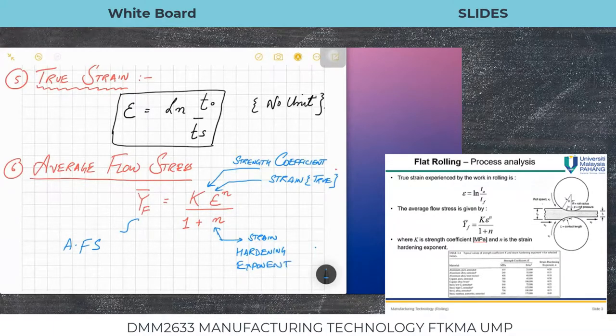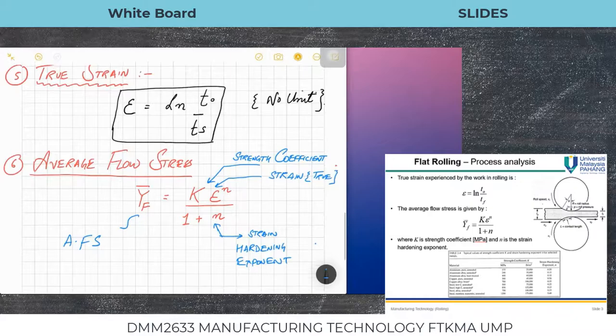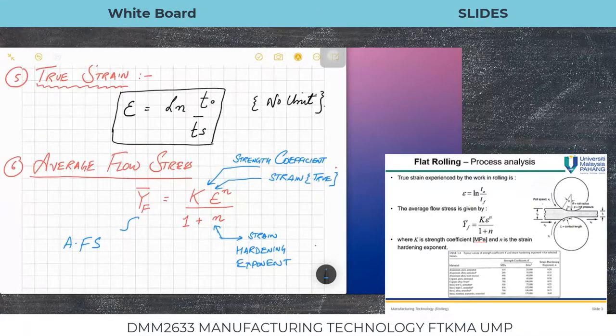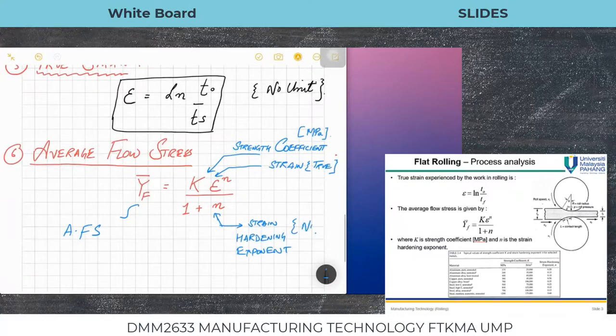This formula is a little bit complicated. The average flow stress is given by K, the strength coefficient, multiplied by the true strain to the power of n, the strain hardening exponent, whole divided by 1 plus the strain hardening exponent. The strength coefficient K has the unit of megapascal, MPa. n does not have any unit, no unit. Strain also has no unit, and average flow stress has the unit of megapascal.